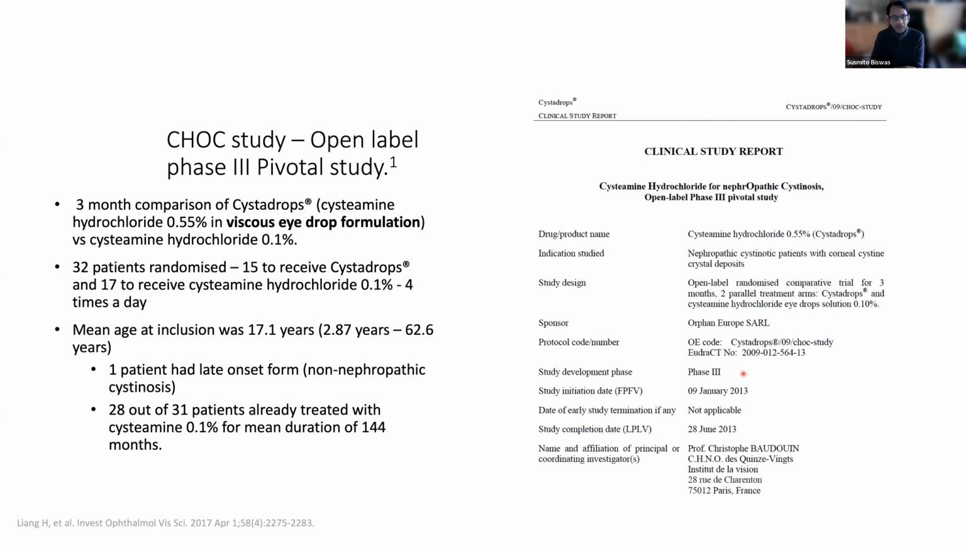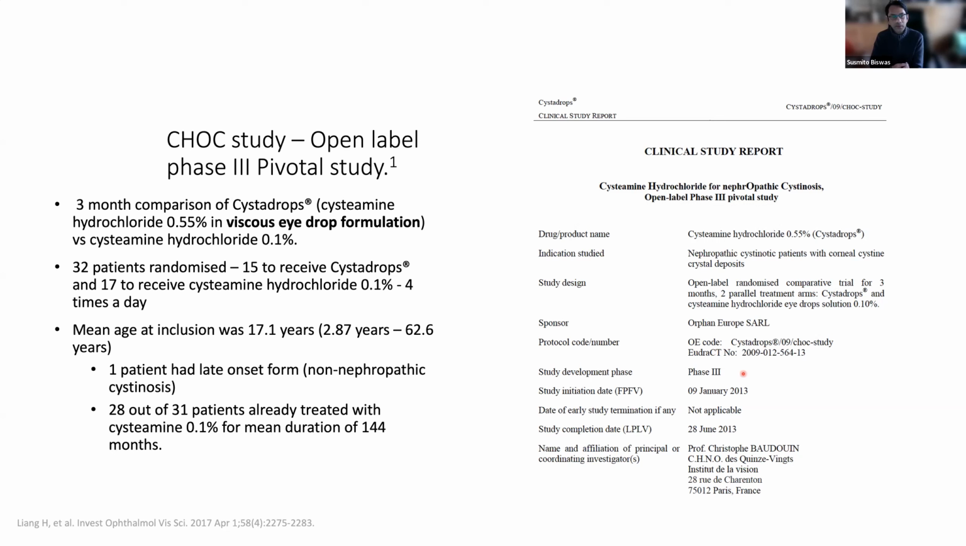So in an effort to try and improve outcomes from using cysteamine eye drops, this new compound, Cystadrops, was made by Recordati or Orphan Europe originally. And the essence of this was it was a viscous eye drop. So in order for it to work more effectively, the theory is if it can stay on the surface of the eye for longer, it's more effective at penetrating, and it can clear the crystals more effectively.